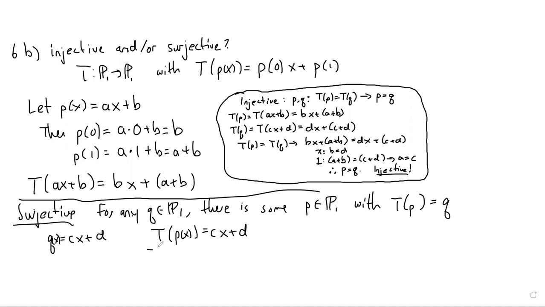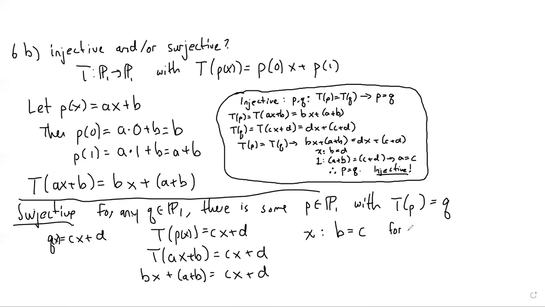If I'm using the same definition for T above, for P of X equals AX plus B, is it possible to get this somehow? I follow the map T, and what that does, I've already defined to be BX plus A plus B equals CX plus D. And so here, basically what I can see is I'll just let BX equal CX. I need this to be true. So B must be equal to C. And so for any C, I'm just going to let B equal that C.